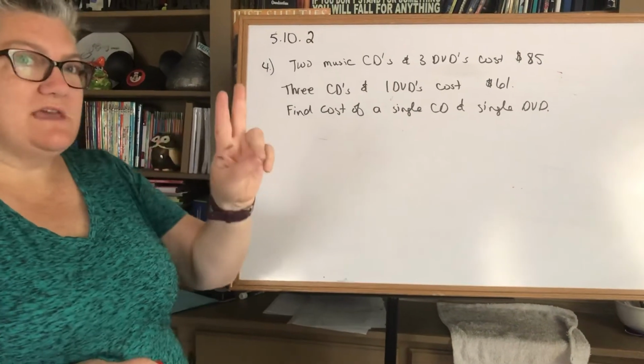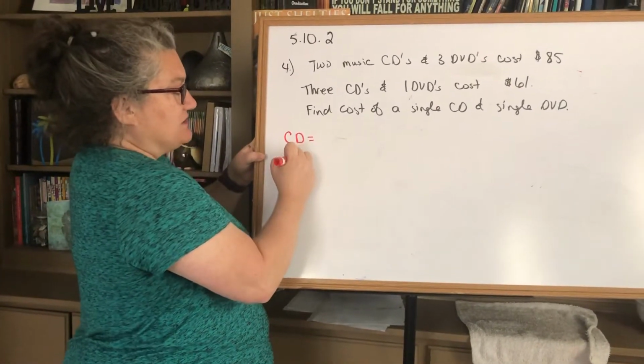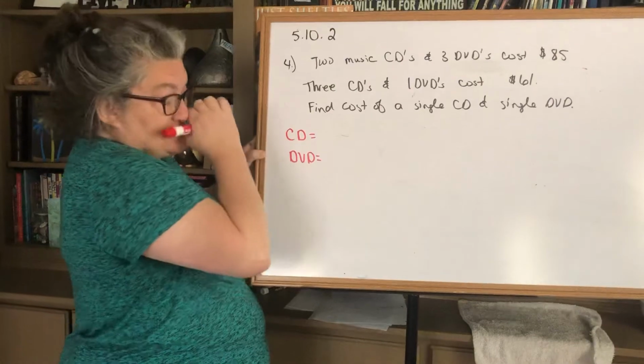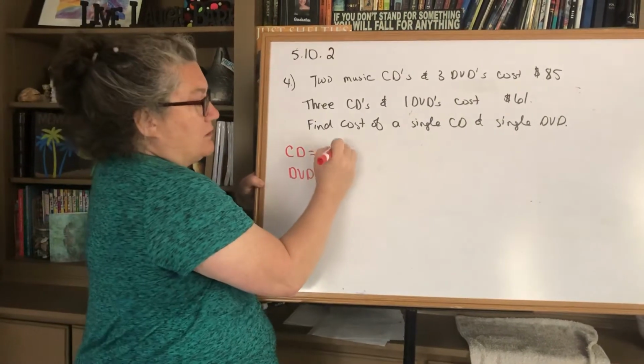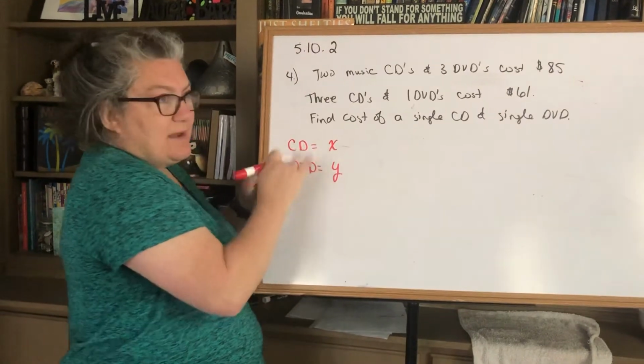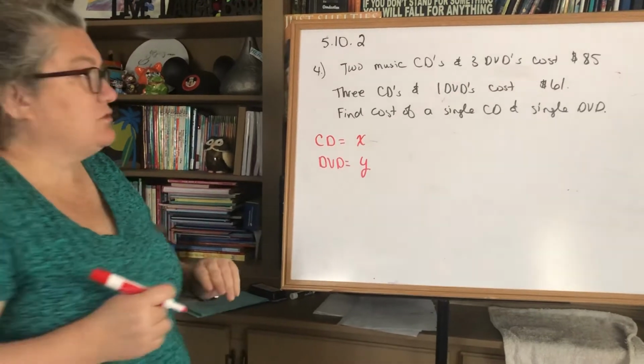So we have 2 things we're looking for. We want to find out how much a CD costs and how much a DVD costs. Since they're 2 unknowns, we need to give them 2 different variable names. We're going to call one X and one Y. It doesn't matter which one's X and Y. You just want to make sure you label this so you can always refer back to which one's which.